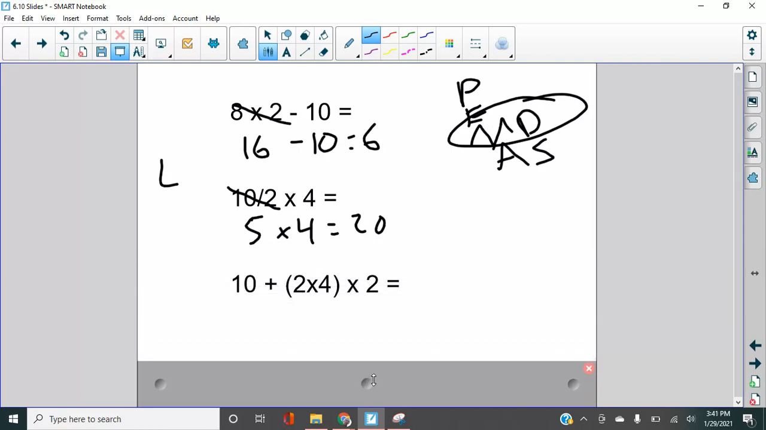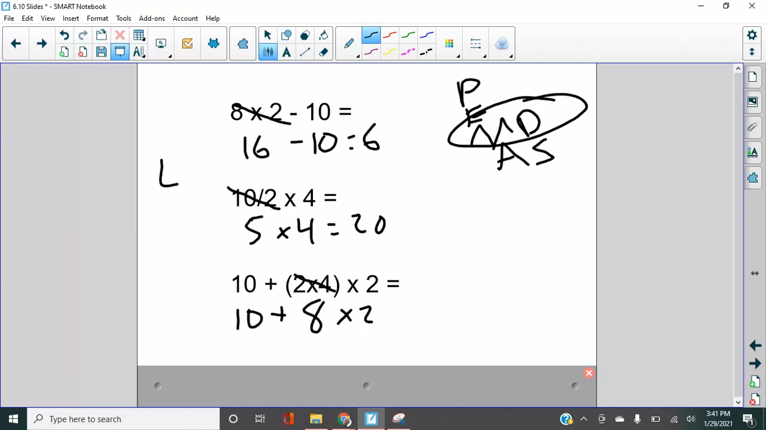Woo, look at this one. All right, what do I do first here? 2 times 4 equals 8, right? What's in the parentheses. All right, now I'm going to just bring the other stuff down. All right, what do I do first here, the adding or the multiplying? Multiply, right? That equals 16, and 10 more, 26.